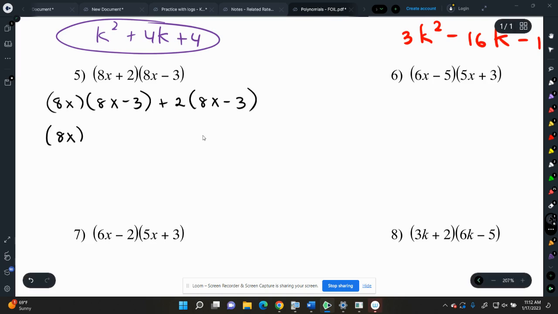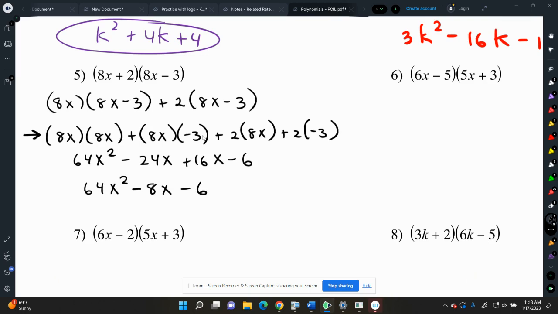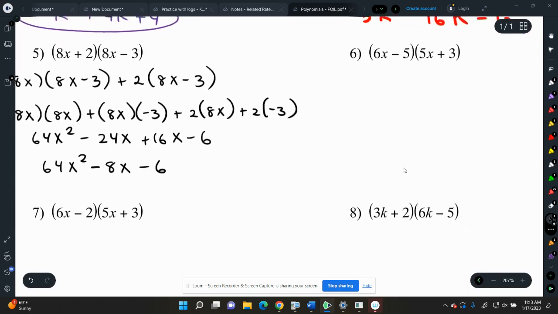So this is going to give you the 8x times 8x plus 8x times negative 3 plus 2 times 8x plus 2 times negative 3. And again, this is where you'd start if you were using the FOIL. Okay? All right, so we have 64x squared minus 24x plus 16x minus 6. So that's 64x squared minus 8x minus 6. Okay? All right, I'm going to try and make sure I go through the rest of these a little bit quicker so that we can get your homework started.